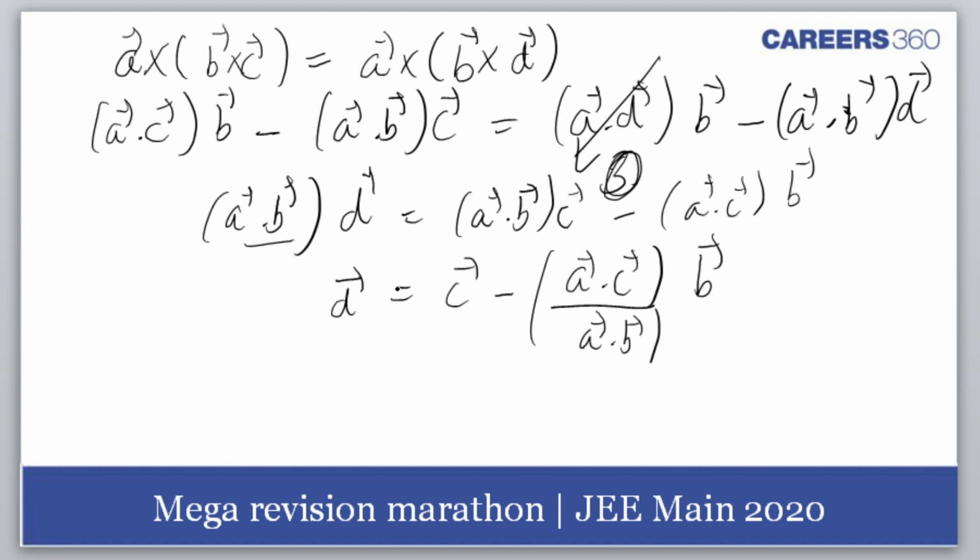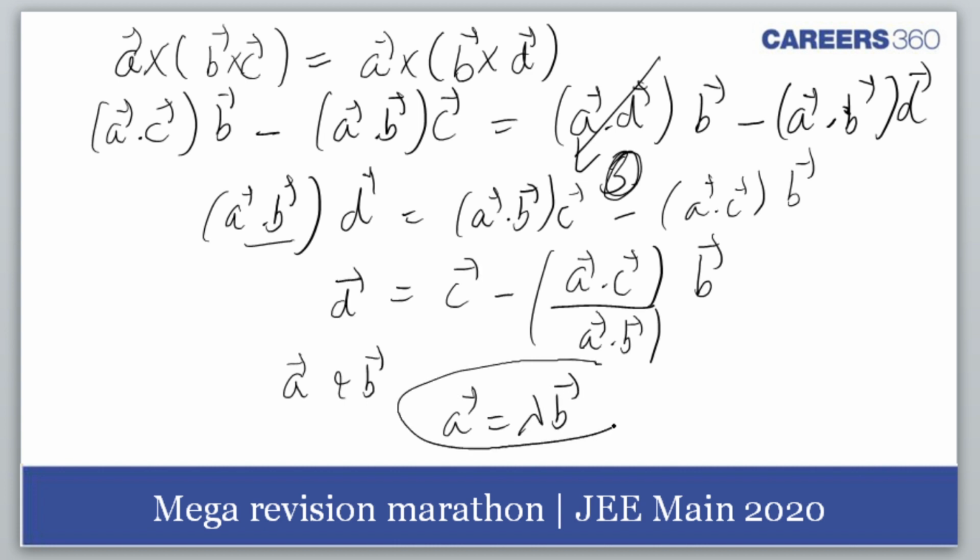Now, Chinmaya, the condition for collinearity is: if A and B are collinear, then A is equal to lambda B, where lambda is a scalar. This is the condition for collinearity. I hope, students, you understood and you are able to revise most of the portions.